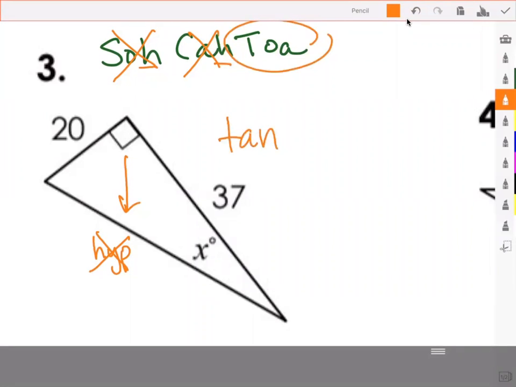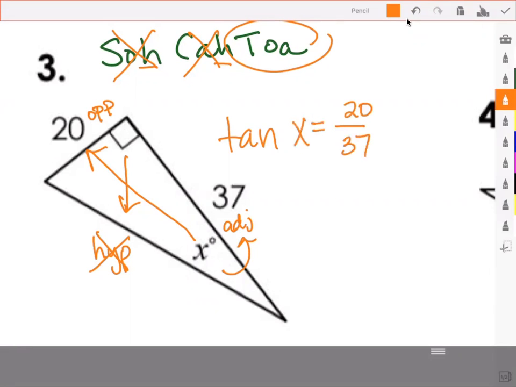So let's just figure out which is the opposite and which is the adjacent. So opposite from X is 20 and adjacent from X is 37. So tangent of X is opposite over adjacent. So questions on that before we type it in? Okay, so let's go to our calculator and we're going to type in the inverse of tangent and then our ratio, 20 over 37.